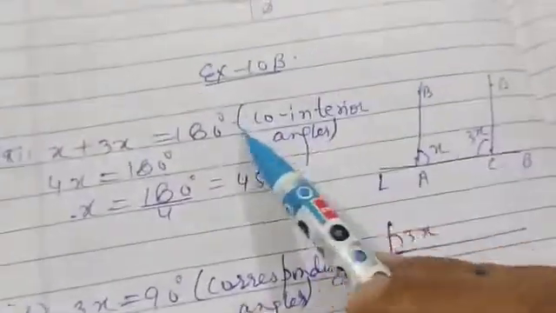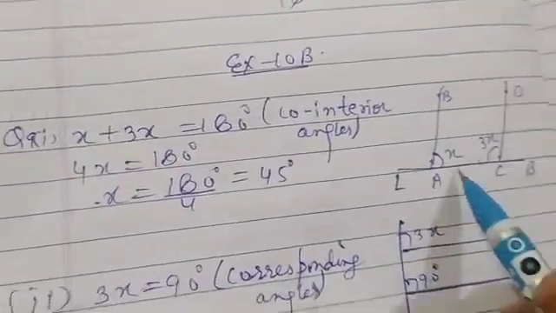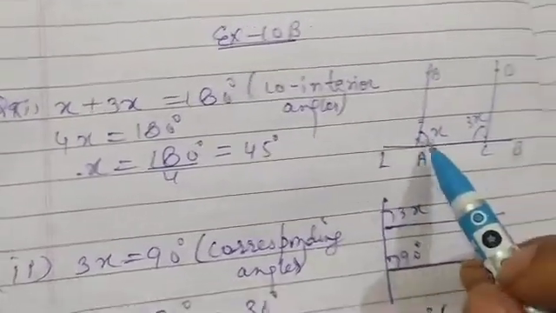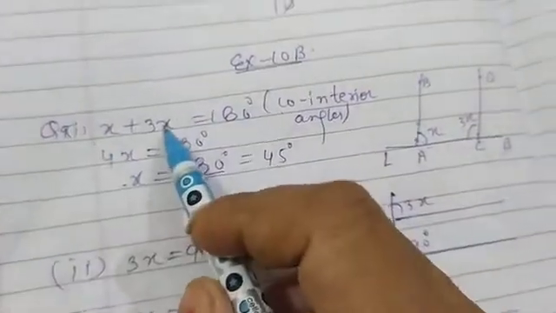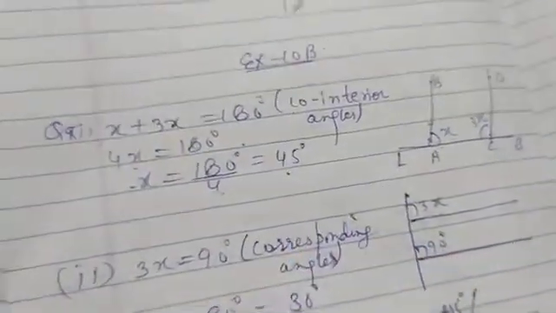See this. This angle is x, this is 3x. These two lines are parallel and they are co-interior angles. x plus 3x is 180, co-interior. x plus 3x, 4x is 180. So x is 180 upon 4, that is 45 degrees.